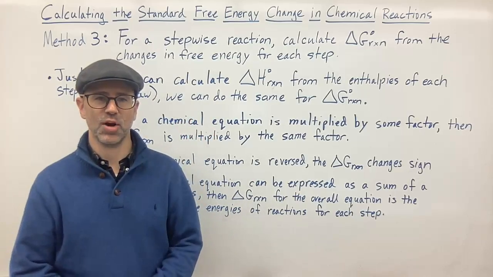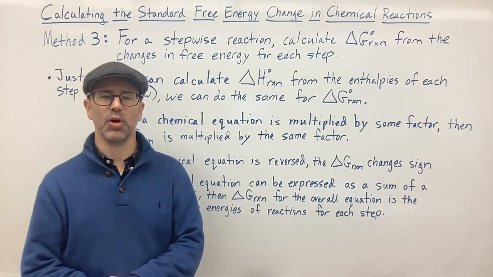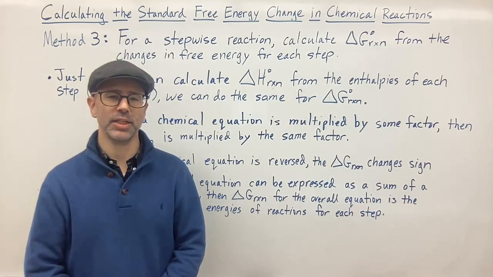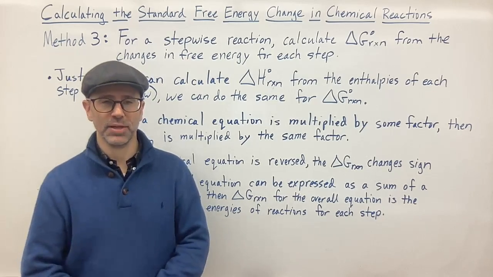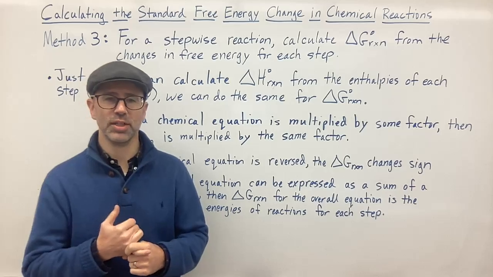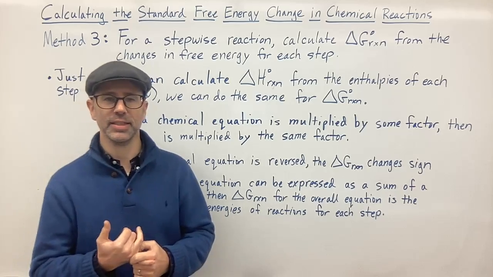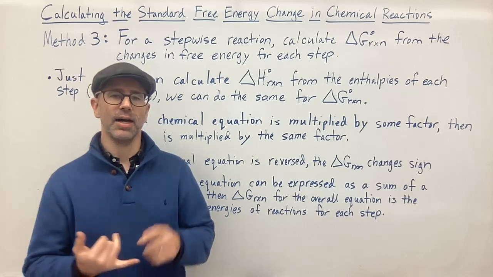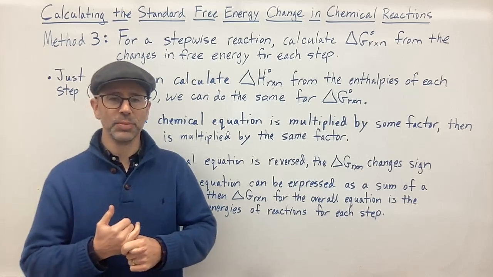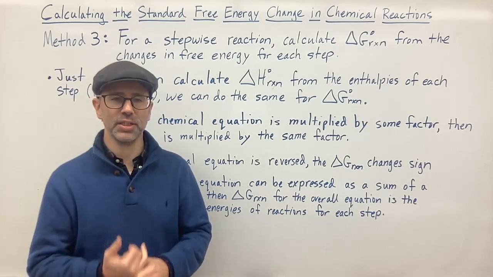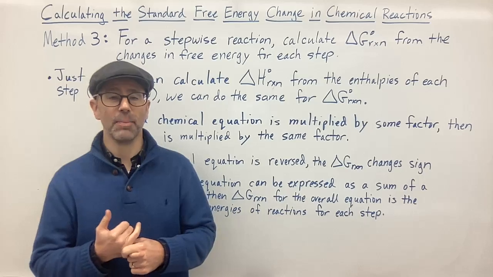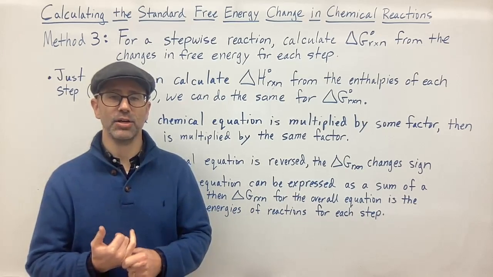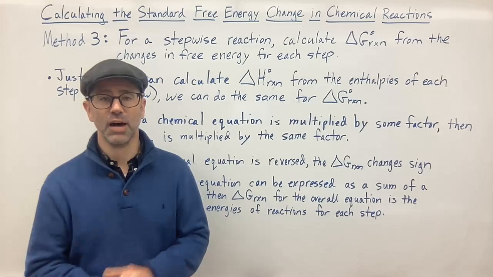My name is Mr. Cobalt, and in this video I'm going to be going over how to calculate the standard free energy change in a chemical reaction, but this is the third method. So the first method was using the equation where you can calculate the standard free energy change of a reaction by taking the standard enthalpy change of a reaction, and subtracting the product of the temperature in Kelvin multiplied by the standard entropy change of a reaction.